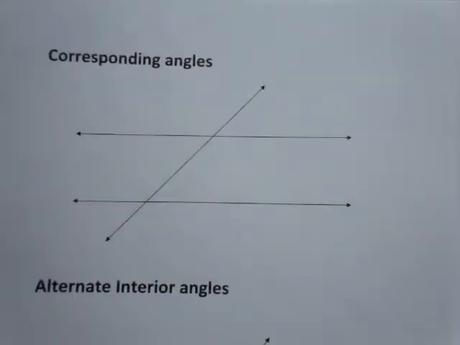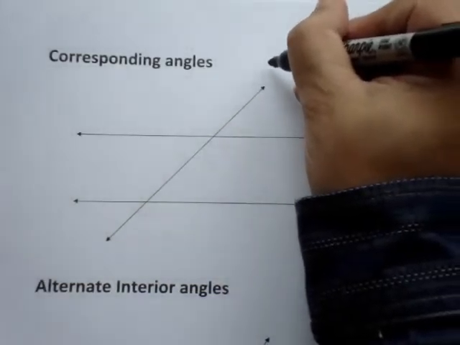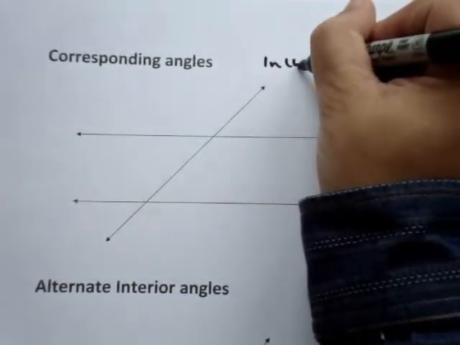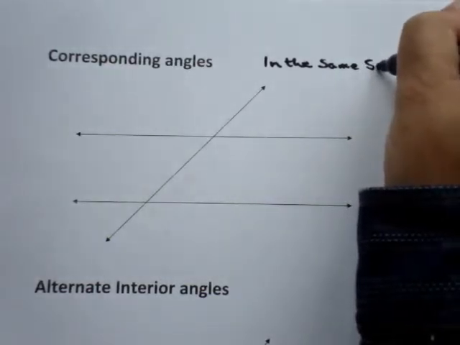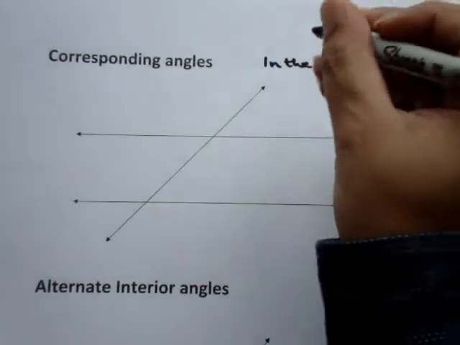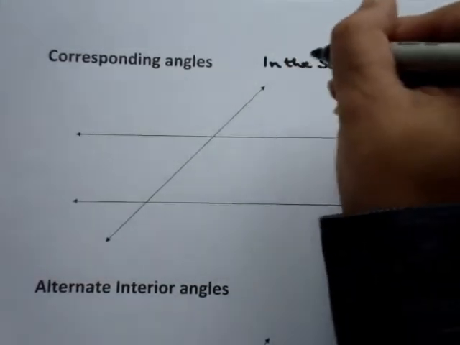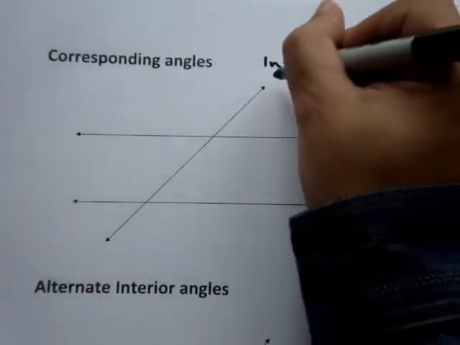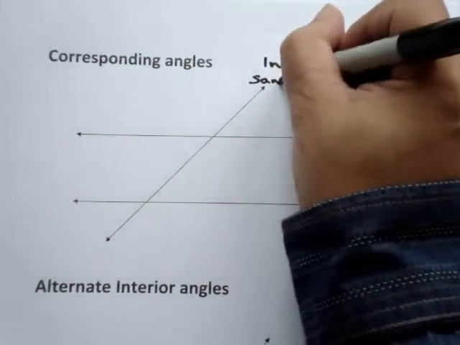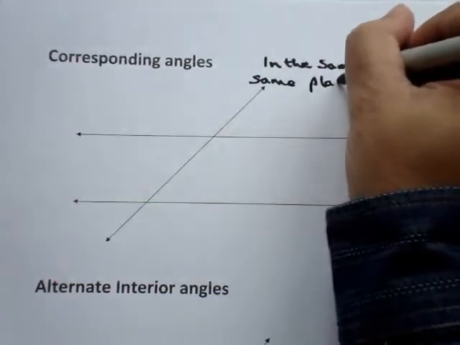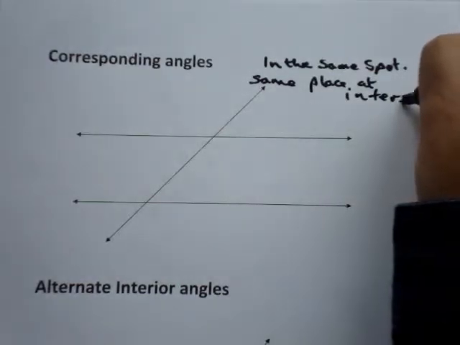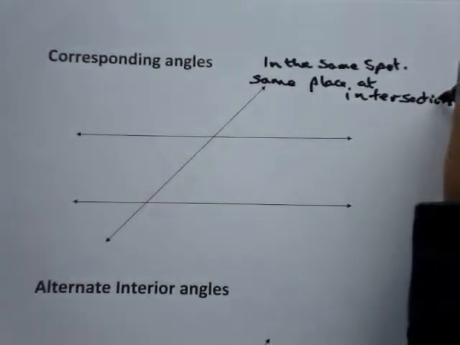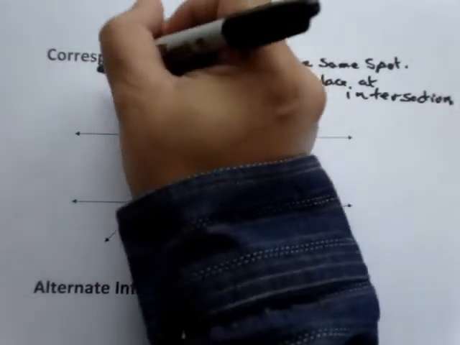So what do we mean by a corresponding angle? In layman's terms, it means it's in the same spot. Same place at each intersection. Now, corresponding angles are congruent.